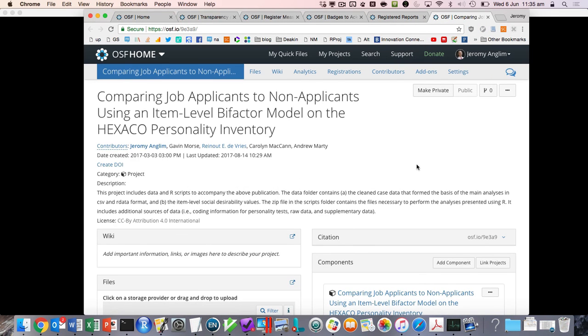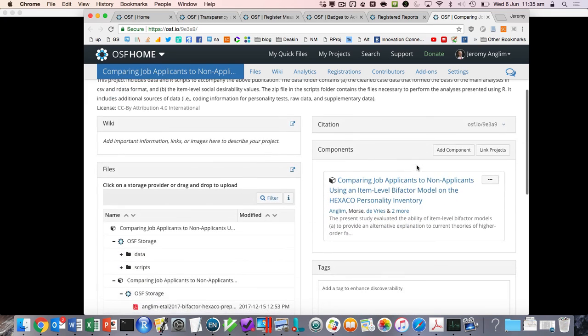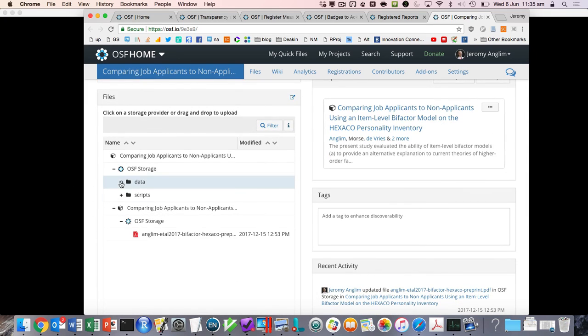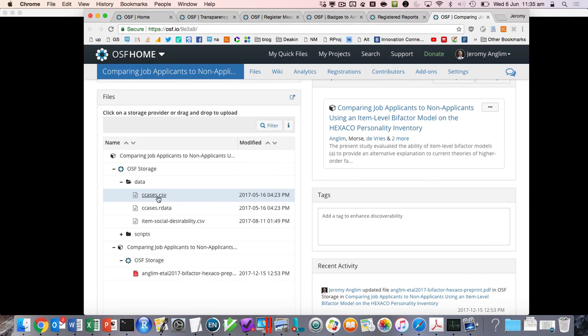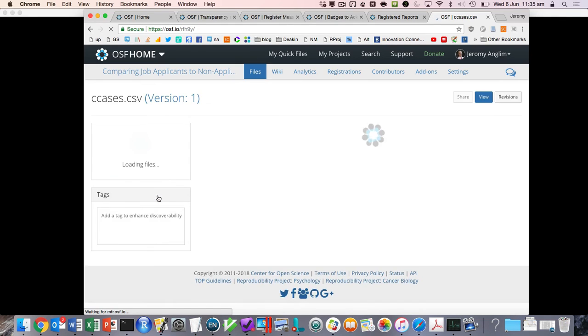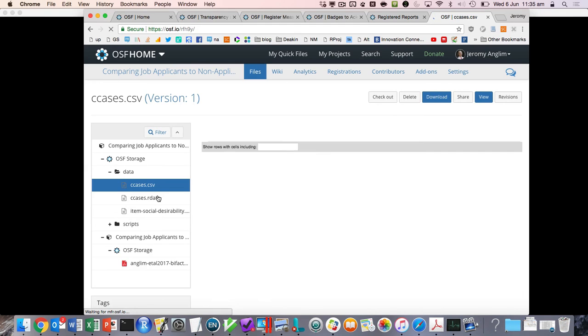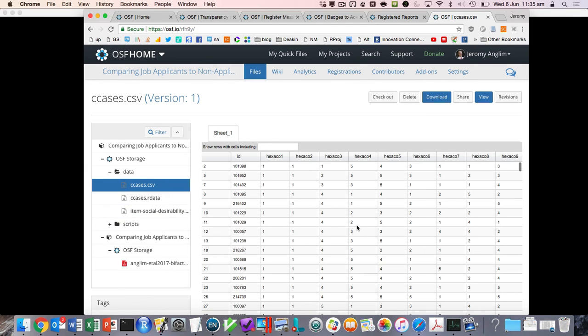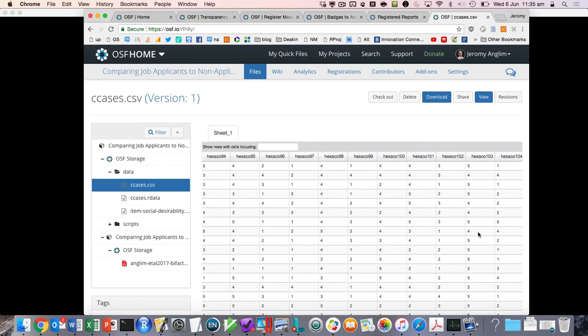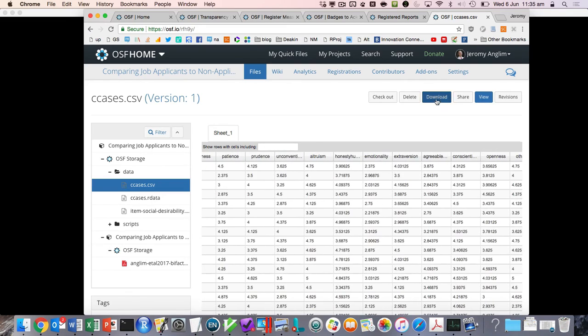But with that caveat in mind, this was one paper we published recently in the European Journal of Personality. They're really into data sharing. They do the badges, and you can tell that they really like sharing scripts, data, all that sort of thing. And so yeah, we had the data. This was the clean cases in CSV data format, and so people can browse that data file if they want, or download it.